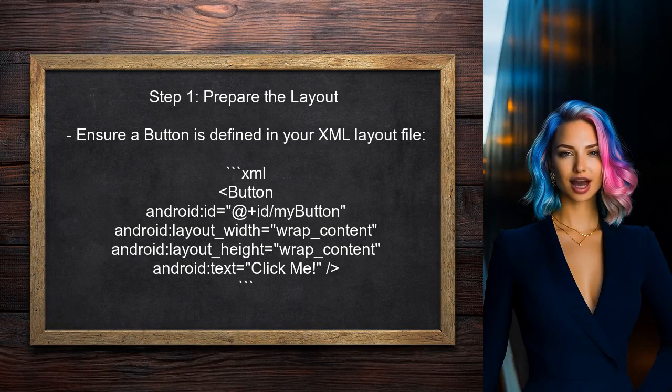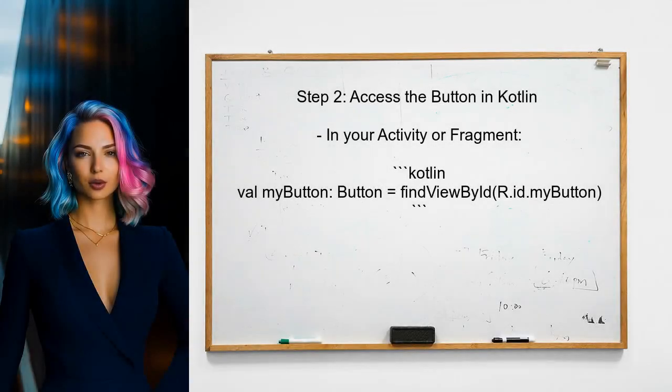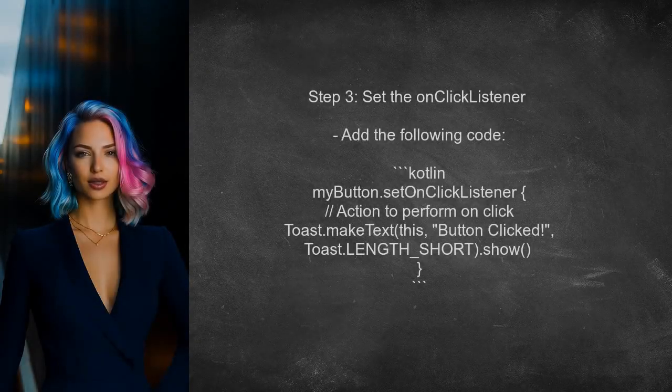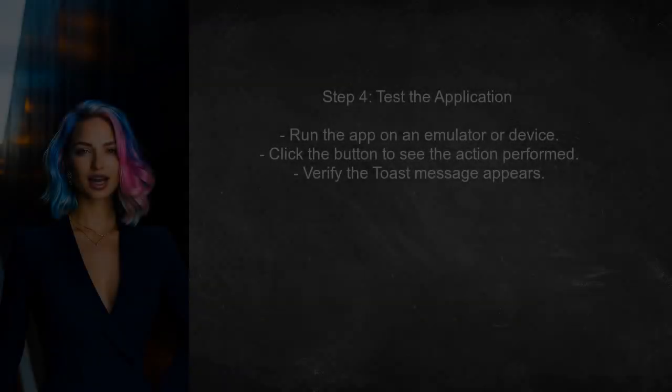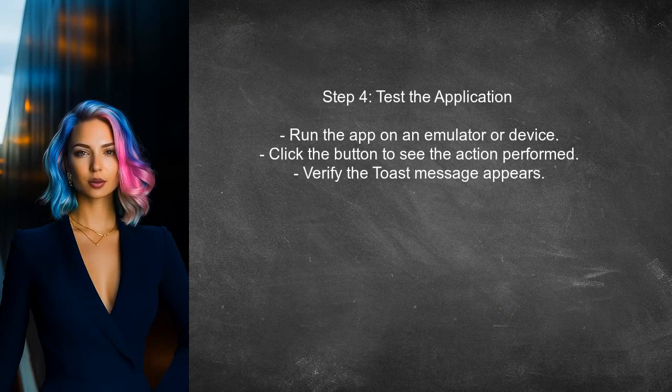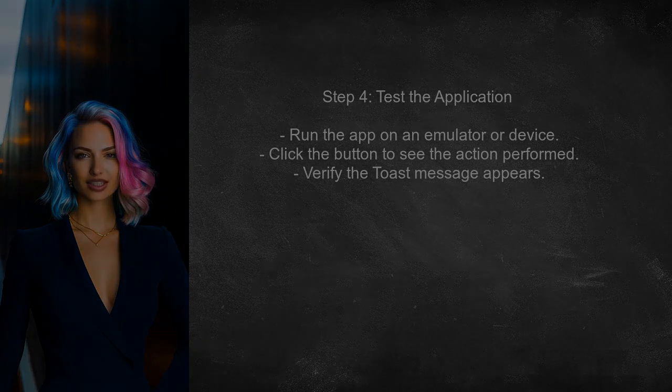To set an on-click listener in Kotlin for Android development, the user should first ensure they have a button in their layout file. This is typically done in the XML layout. Next, the user should access the button in their Kotlin code. This is done in the activity or fragment where the button is used. The user can find the button by its ID. Now, the user can set the on-click listener for the button. This is where the user defines what happens when the button is clicked. Finally, the user should test the application to ensure the button click works as expected. They can run the app on an emulator or a physical device.